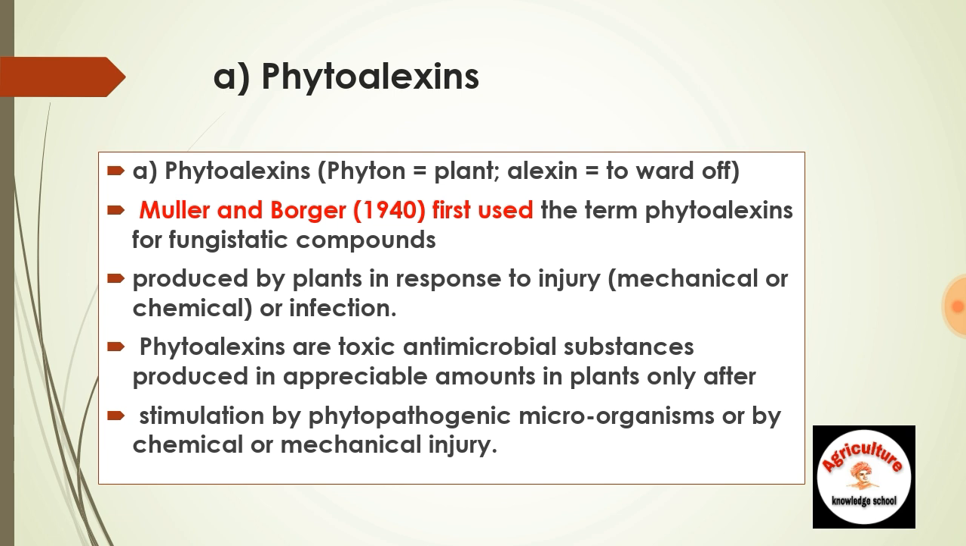The term phytoalexin was given by Müller and Börger in 1940. They first used the term phytoalexins for fungistatic compounds produced by plants in response to injury, mechanical or chemical, or infection. Phytoalexins are toxic antimicrobial substances produced in appreciable amounts in plants only after stimulation by phytopathogenic micro-organisms or by chemical or mechanical injury.